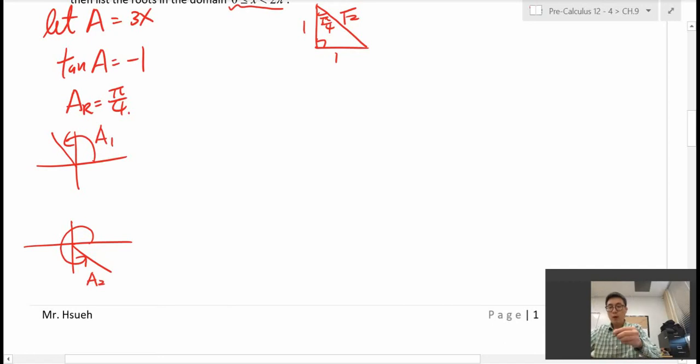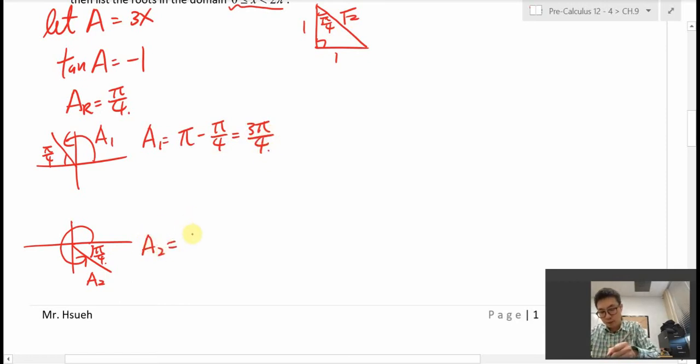Now I can find A1 easily because I know the reference angle is pi over 4. So A1 is simply going to be pi minus pi over 4, which is 3 pi over 4. I'll finish one at a time. So A1 is 3 pi over 4. However, the question was never asking about A. It was always about x.